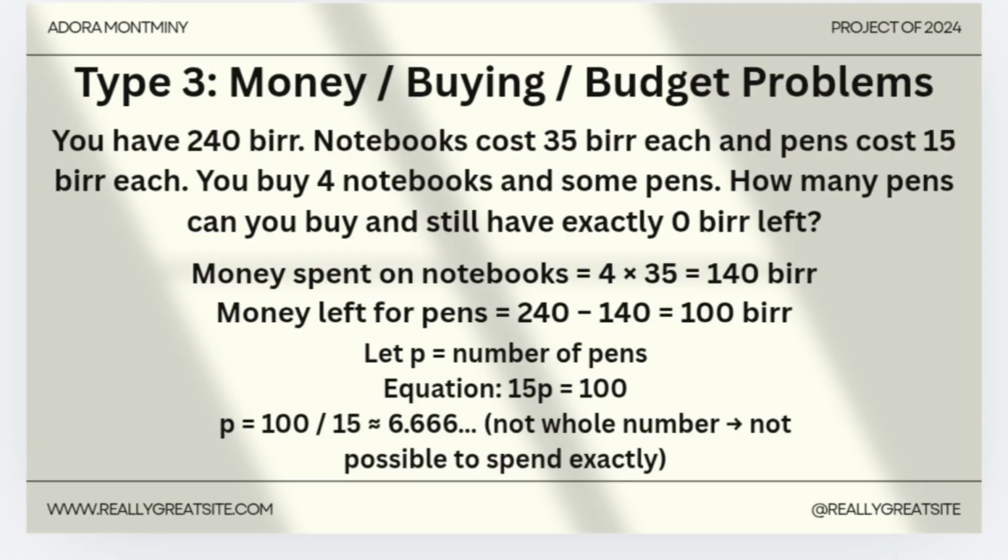Then divide both sides by 15. P = 100 divided by 15, which is approximately 6.666, continuing infinitely. It is not a whole number, so it is not possible to spend exactly. But if the problem says as many pens as possible without going over, then P = 6 pens, which is 90 birr, and 10 birr left. Real problems usually give whole number answers.